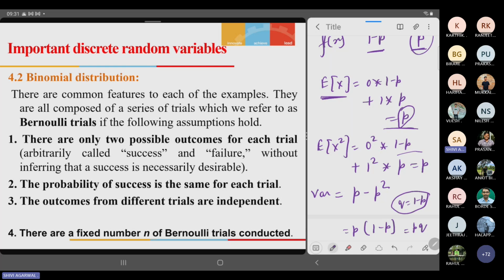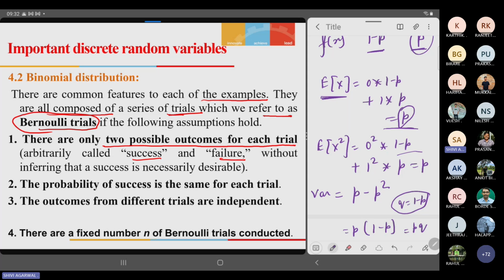It is also provided in the slides, don't worry about it, Mr. Vineet. There are common features to each of the examples. They are all composed of a series of trials, which are referred to as Bernoulli trials, having the following assumptions. There are only two possible outcomes for each trial. I already told you, success or failure, without inferring that a success is necessarily desirable.